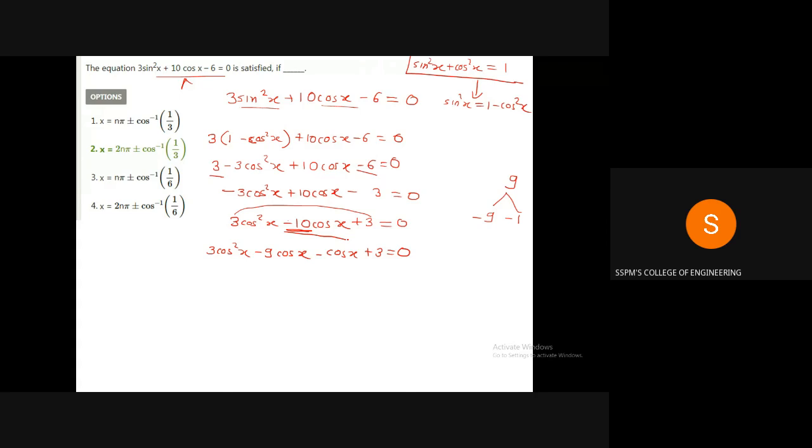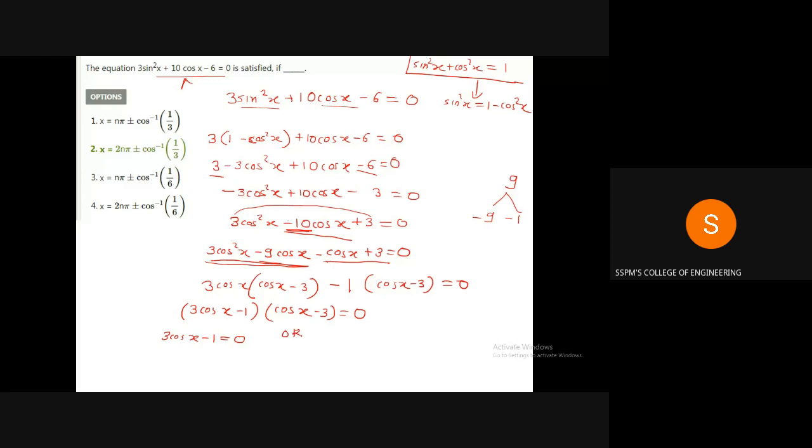So now for this part, we will solve first and then for this part. What is common between these two terms? 3 is common and cos x is common. 3 cos x is common here. So what will remain in this term? It's cos x minus 3. So again we will write it here as well. Cos x minus 3 is equal to 0. So what is common? Minus 1 is common. So we have two factors like this. 3 cos x minus 1 is the first factor, and the second one is cos x minus 3 is equal to 0. Okay. So either 3 cos x minus 1 is equal to 0 or cos x minus 3 is equal to 0.